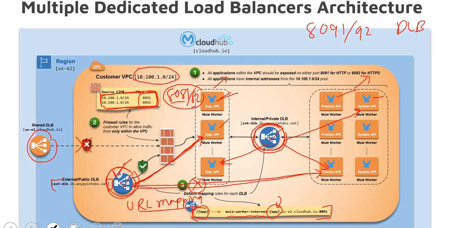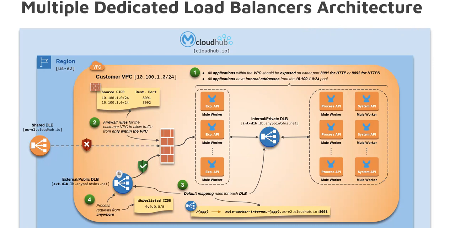So we have something called whitelisting. We'll do the whitelist first. Let me clean my slide so you'll get point number four very clear. If you look at point number four, what I'm saying is, I'm whitelisting this traffic. Now, this traffic is public internet, so this DLB can be accessible from the public internet. So from the public internet, now I have only one entry gate.